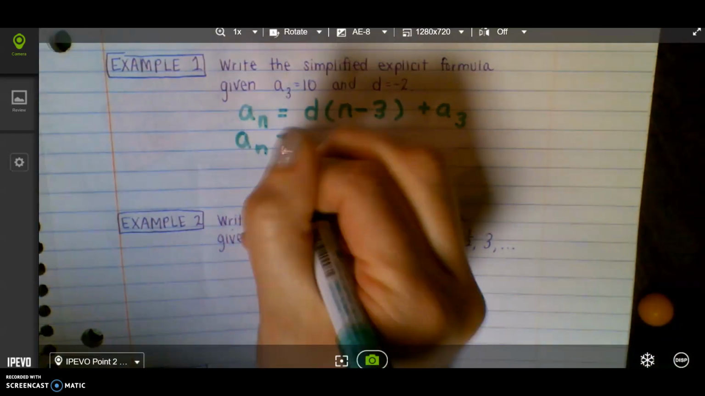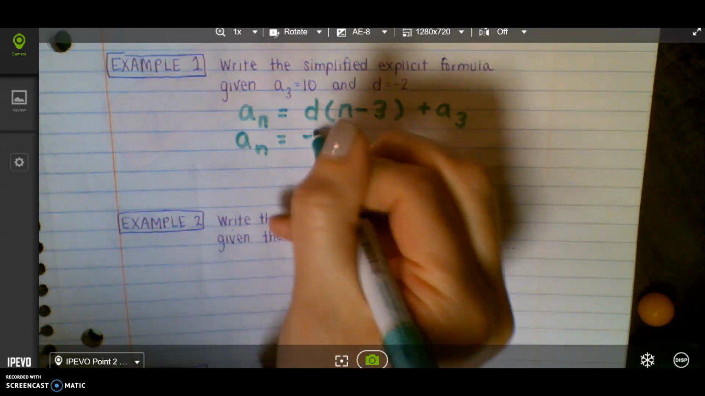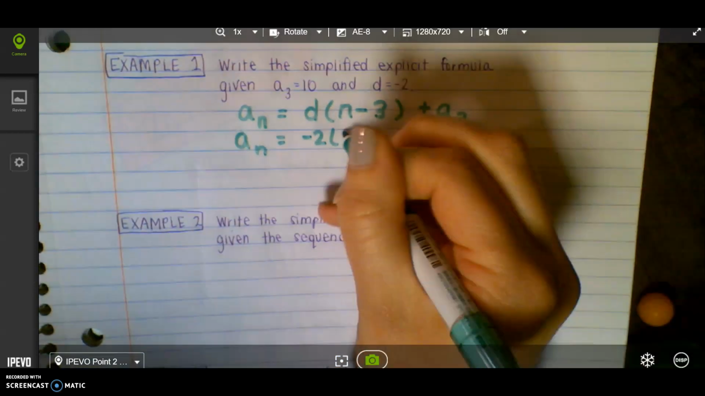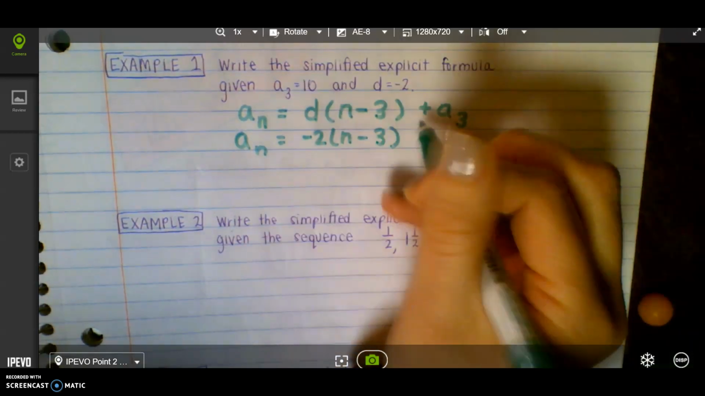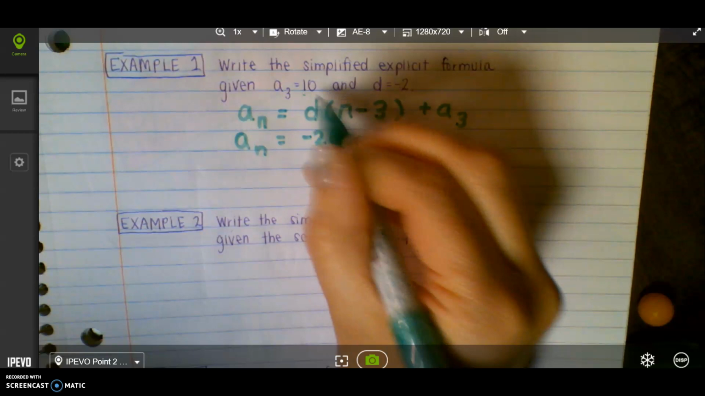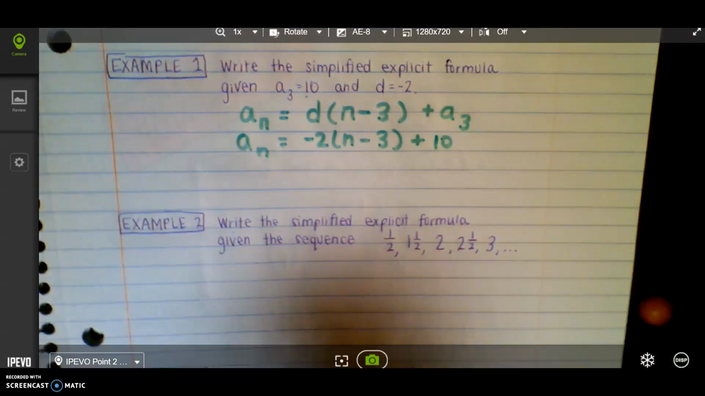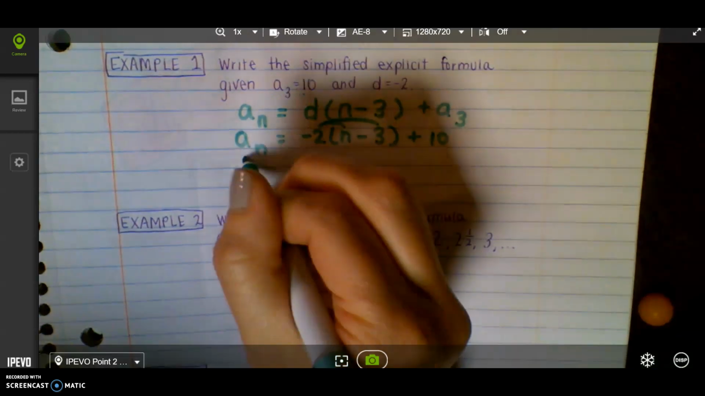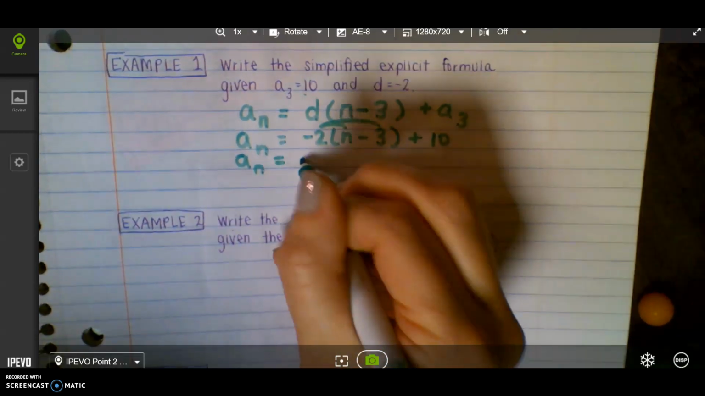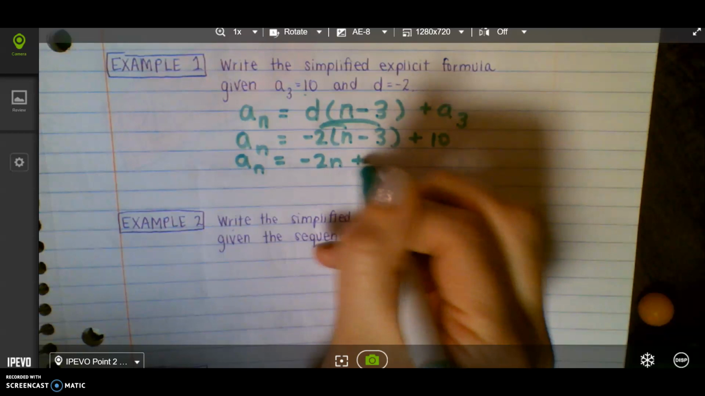A sub n equals, the common difference was -2, times n minus 3, I shifted to the right 3 because they gave me the third term, plus, and they gave me the third term was 10. Now all I have to do is simplify. So I'll distribute the -2. A sub n equals -2n plus 6.